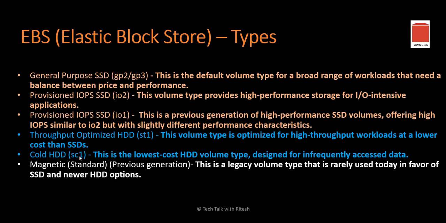Then cold HDD, which is the SC1 type. This is the lowest cost HDD volume type. Again, this is also a hard disk drive, designed for infrequently accessed data. Magnetic standard, like I said, is a previous generation one. Normally it's not used now, but in legacy applications it may still be used. But these are the 6 we use.